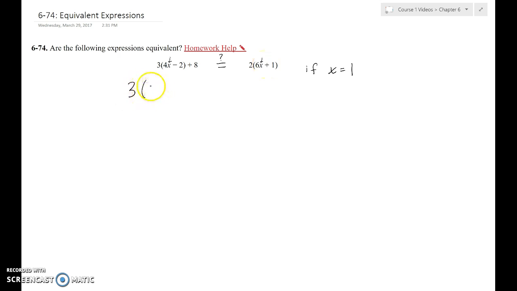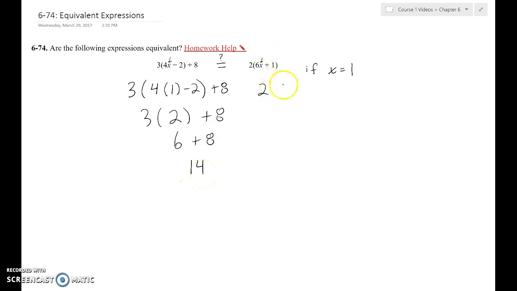Let's take our equation, and instead of x, let's put in 1. So instead of 4 x's, I have 4 1s minus 2 plus 8. And let's give it a try. So 4 times 1 is 4, and 4 minus 2 is 2. 3 2s is 6, and 6 plus 8 is 14.